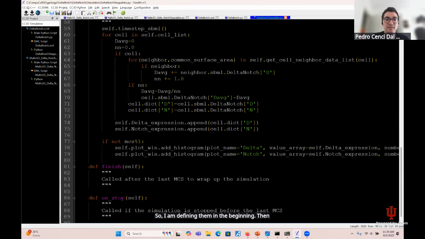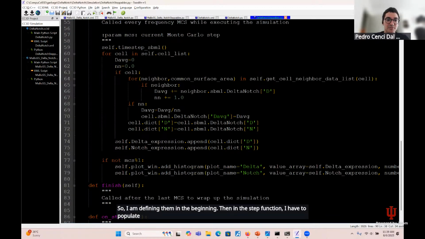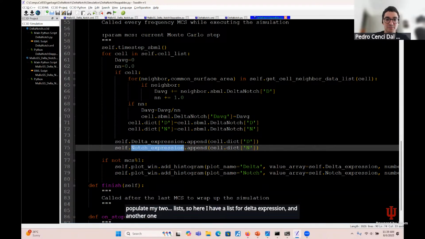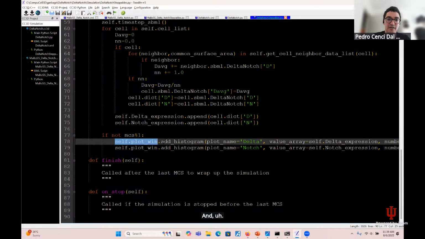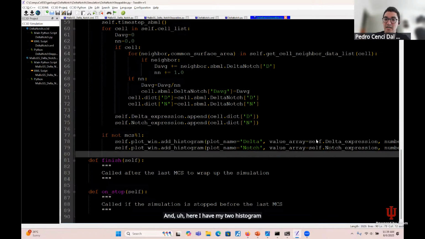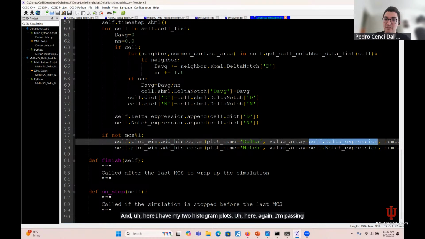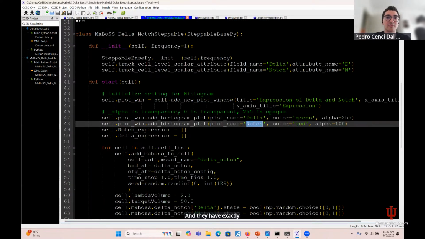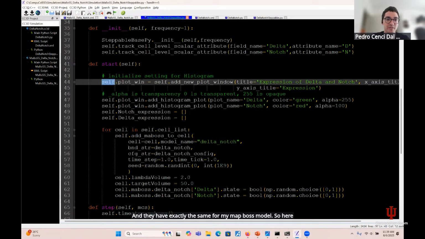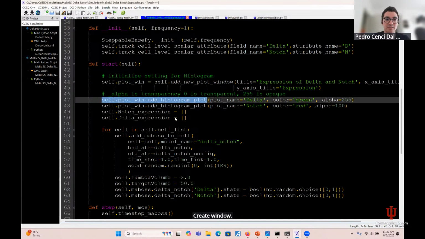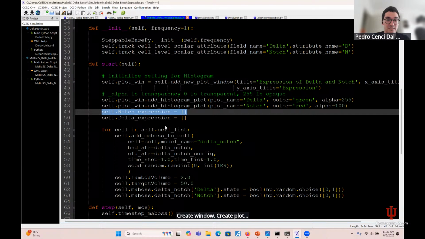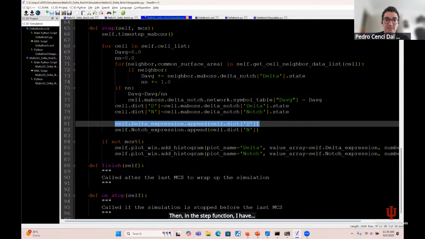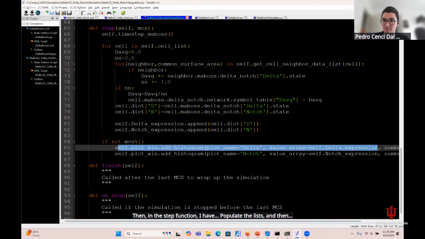Then in the step function, I have to populate my two lists. So here I have a list for delta expression and another one for notch expression. And here I have my two histogram plots. Here again, I'm passing the list of delta expression and the list of notch expression. And I have exactly the same for my MaBoSS model. So here I have create window, create plot, initialize lists. Then in the step function, I populate the lists and then pass the lists to the histogram.